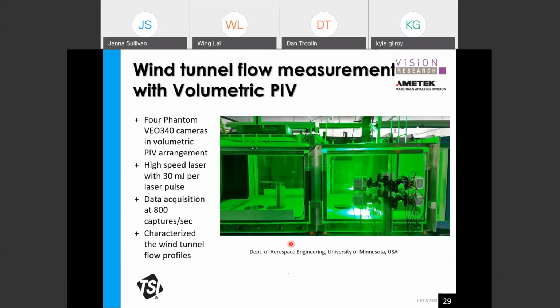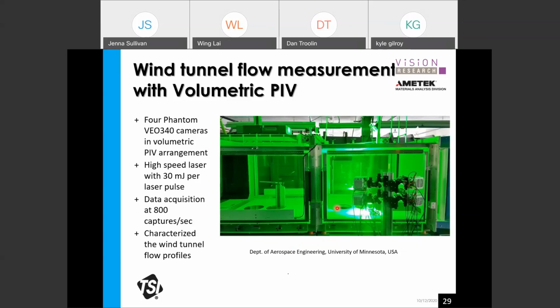So with this, let's take a look at a couple of examples of volumetric PIV systems. The first example is a wind tunnel flow measurement, and the measurement was conducted at the Aerospace Department of the University of Minnesota. You can see the picture over here. This is a wind tunnel, about 1 meter by 1 meter in size in the test section area. There are 4 cameras arranged in a rectangular arrangement, meaning that each camera is at a corner of the rectangular shape. All the cameras are focused onto the volume illumination.